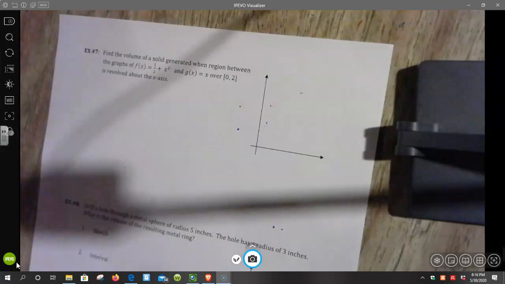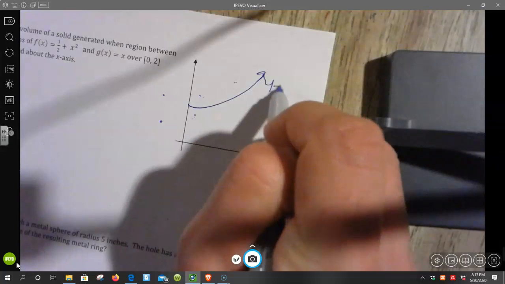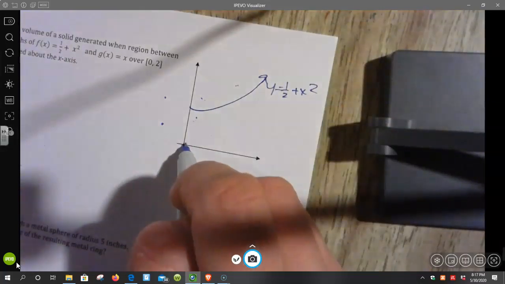Okay, last two examples here, number 7 and 8. Get those ready for you. Again, we're doing washers, so we have a hole. And see if I can get this set up for you. Looking for the solid generated, already going around the graph y equals 1/2 plus x squared, which is kind of like so, y equals 1/2 plus x squared. And then we have y equals x.